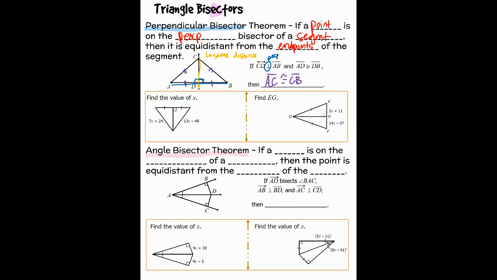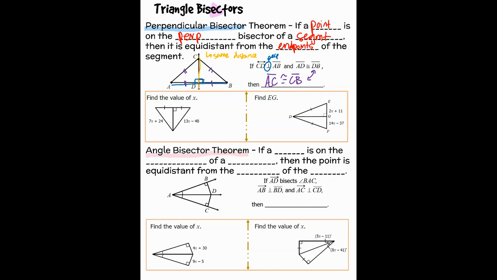The opposite is also true. I didn't put the converse of this theorem, but if we have our perpendicular bisector, this one in yellow, and AC and CB are congruent, then we know that AD and DB are congruent. So we can flip these and the same is true.